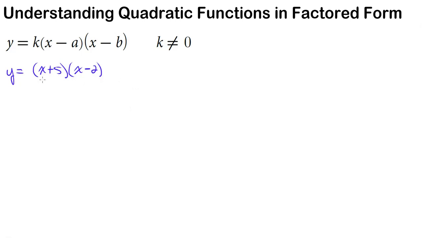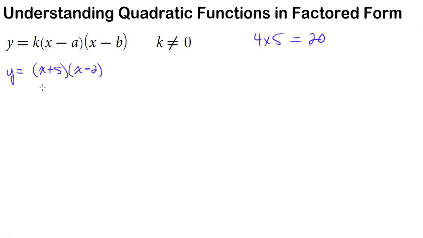Now, why is this called factored form? Well, we know that factors are two numbers that get multiplied together. So if I say 4 times 5 equals 20, 4 and 5 are the factors of 20.